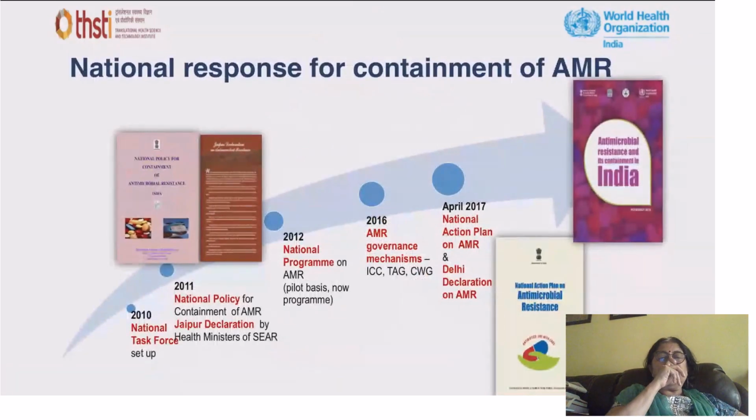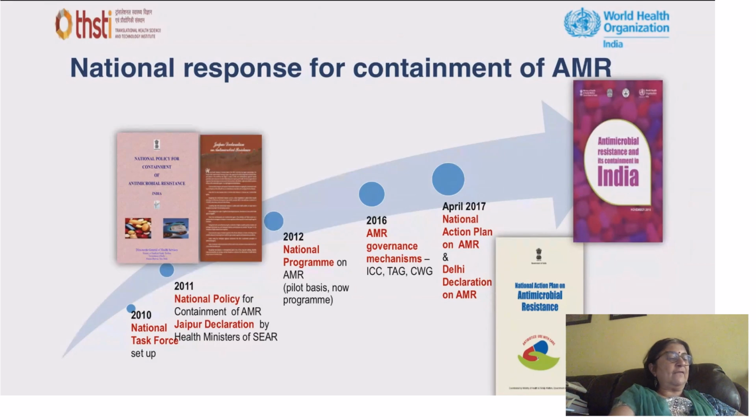The next thing that we have to consider is the containment of antimicrobial resistance. That is the other policy that our country has come up with. And for the national responses towards containment of AMR, India has been duly working progressively. In 2010, a national task force was set up, which led to the launch of a policy for containment of AMR by the Ministry of Health and Family Welfare and adoption of the Jaipur Declaration by health ministers of Southeast Asia region.